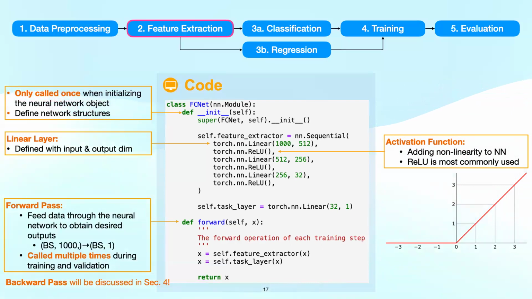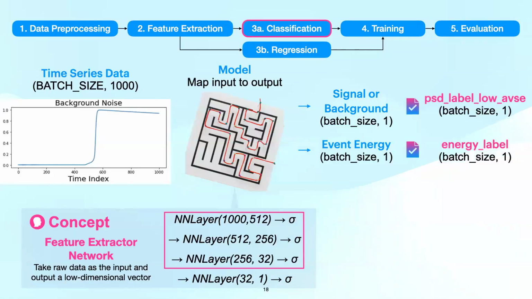This is what we call the forward pass of a neural network. You do not have to understand what a forward pass is now, because I'm going to talk about it together with the backward pass in the training part of the neural network. This is basically my feature extraction network. It's very simple. It converts a 1000 dimensional input, which is my waveform, into a 32 dimensional low dimensional vector.